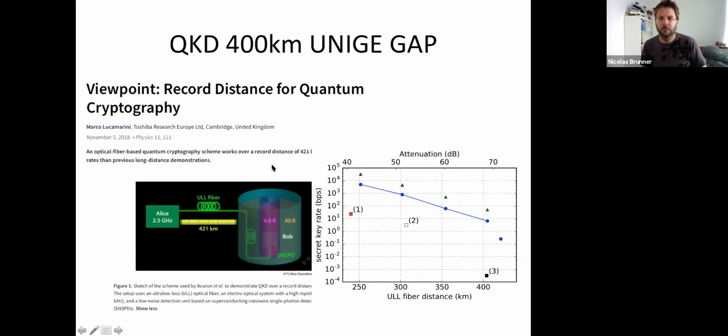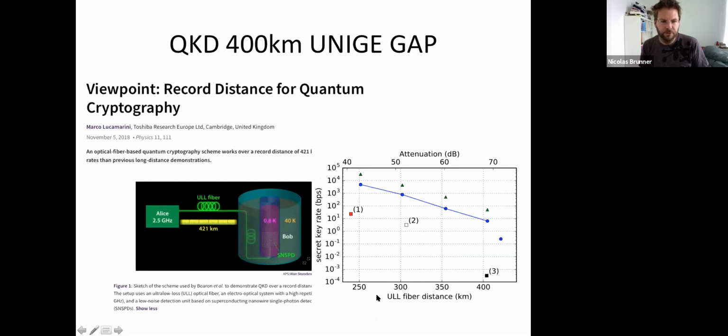Let's come back to research at university. So this is a result that I like quite a lot. It's by my colleagues from the group of Hugo Zbinden. You see it's 2018, it's just a couple of years old. And at that time, that was the world record of distance for quantum cryptography. And you see here it goes up to 400 kilometers.